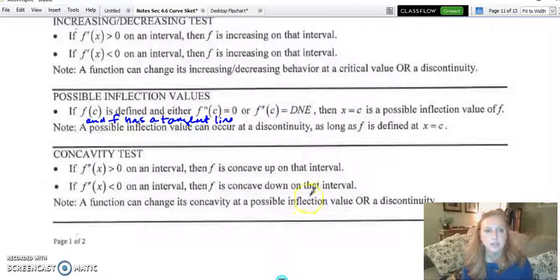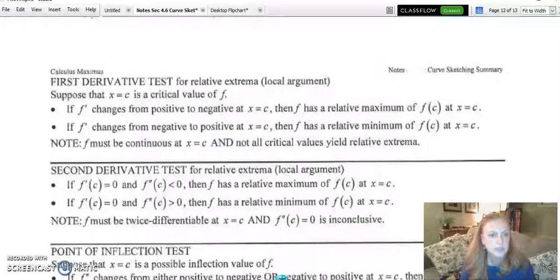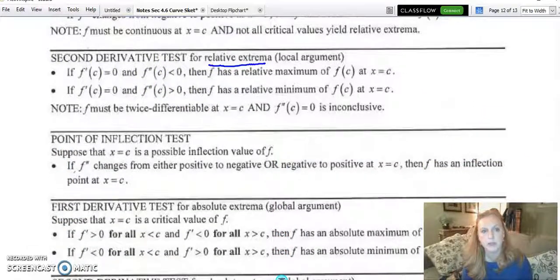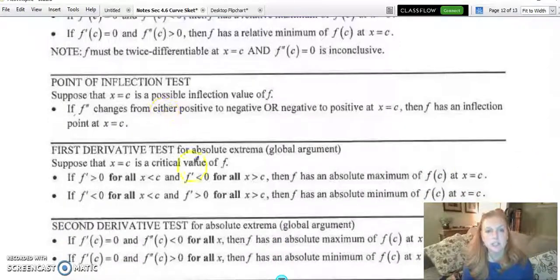So if you have a tangent line, which means that you could have f prime undefined if you had a vertical tangent line. Your concavity test using your second derivative, and then if we look over into the next page, your first derivative test for relative extrema, local extrema, your second derivative test for relative extrema, where you're looking at your concavity around that extrema so that you know what's going on. A point of inflection test, how do we know if it's a point of inflection? Your second derivative switches signs.